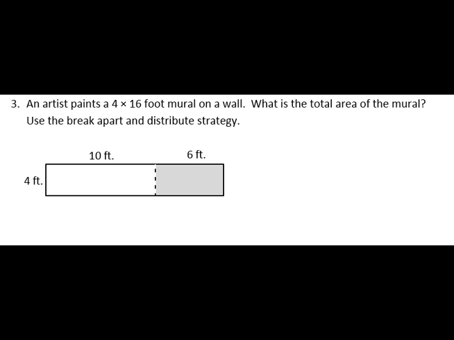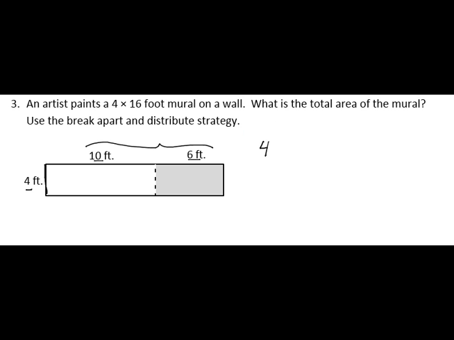The next question says, an artist paints a 4 by 16 foot mural on a wall. What is the total area of the mural? And we're asked to use the break apart and distributive strategy to find the total area. So you can see that the length of the mural is 4 feet and the width is 16 feet. It's been broken into 10 and 6. So we have a shaded rectangle and an unshaded rectangle.